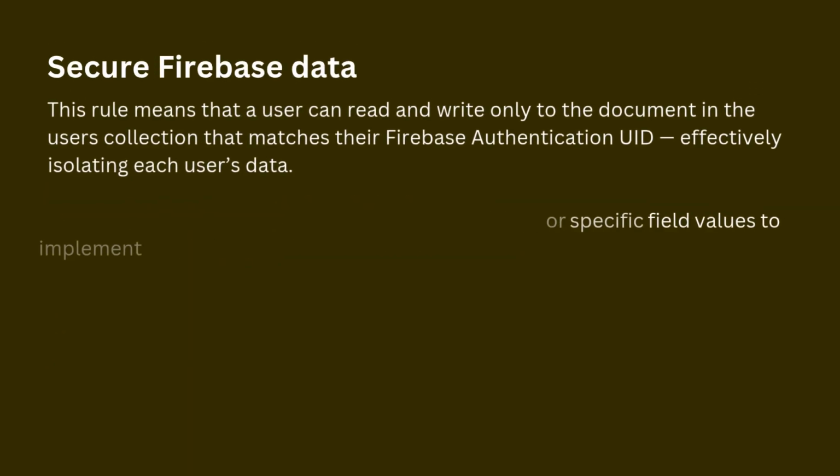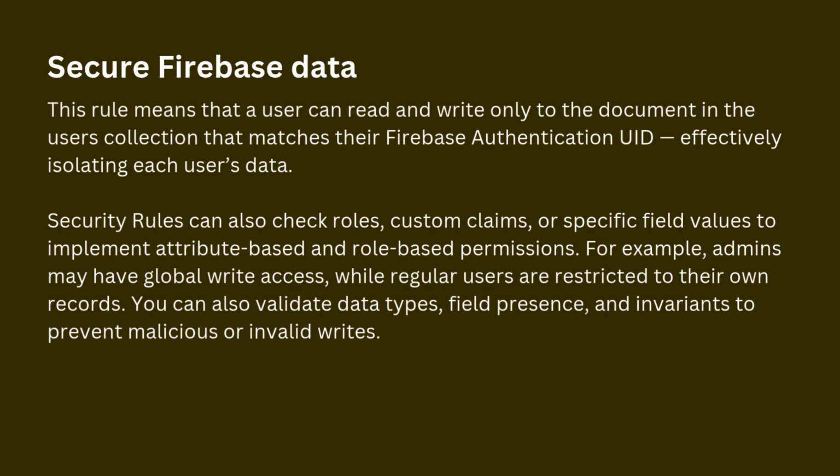This rule means that a user can read and write only to the document in the users collection that matches their Firebase Authentication UID, effectively isolating each user's data. Security rules can also check roles, custom claims, or specific field values to implement attribute-based and role-based permissions. For example, admins may have global write access, while regular users are restricted to their own records. You can also validate data types, field presence, and invariants to prevent malicious or invalid writes.